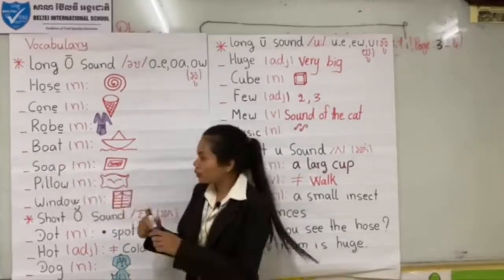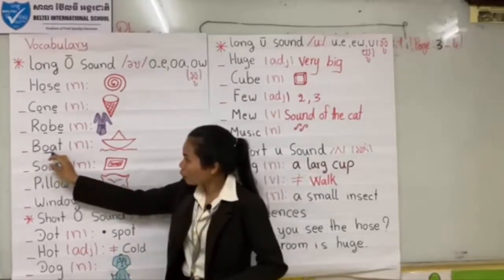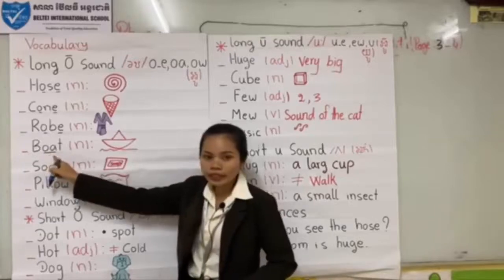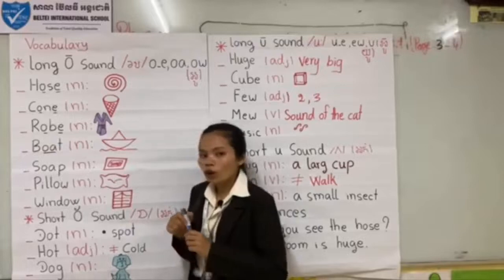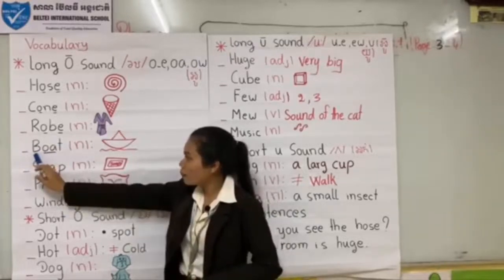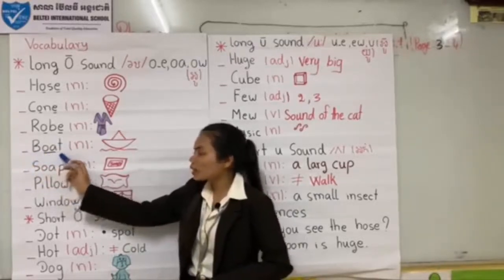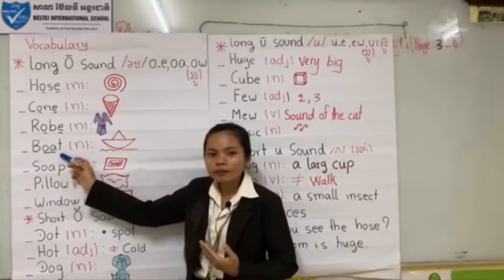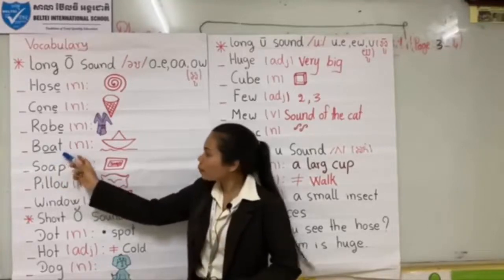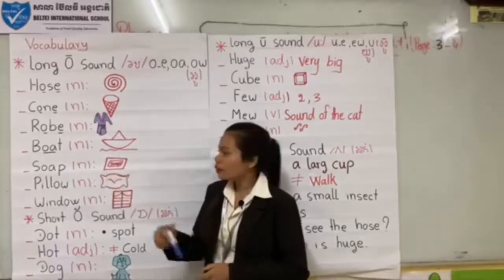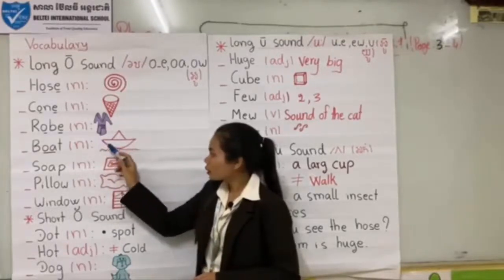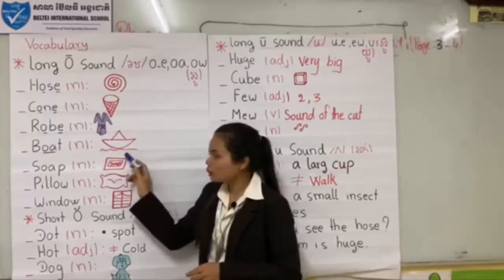Now look at here. O with A. So here is sound O. O, B, O, boat. Okay, boat. I hope you understand boat.